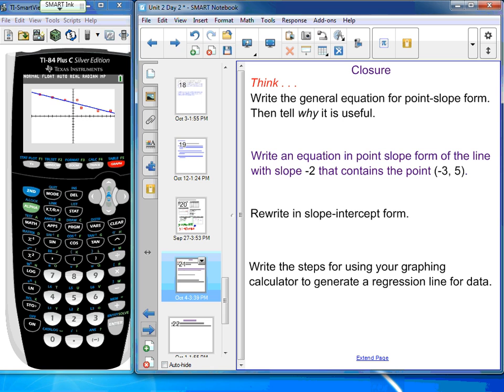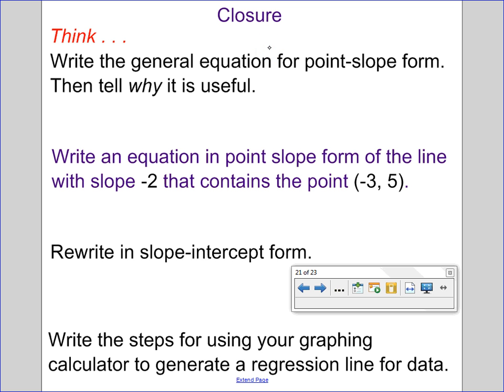All right, let's go ahead and put it all together then for our closure. Write the general equation for point slope form. Don't say it out loud and then tell why it's useful. We're going to write an equation in point slope form with a line with slope -2 that contains the point (-3, 5). That'll be right off of your practice as you get going. We'll rewrite that equation in slope-intercept form. And then lastly, let's go ahead and write down our steps for regression. So we just did, how will we generate a regression line for data? So I'll be looking for a response on everybody's closure and be ready to share with the whole class when I call on you.